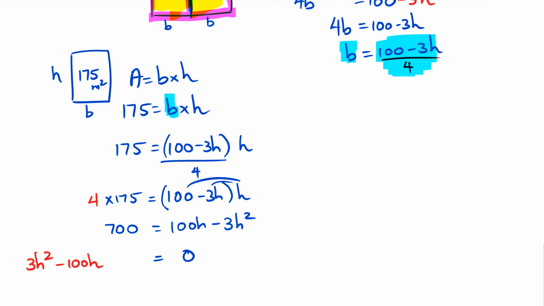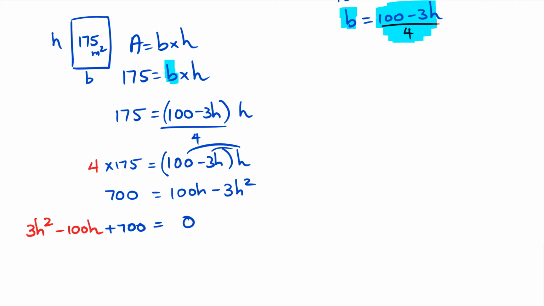And then we've got 700, which is going to be this. So what we now need to do is actually use quadratics. We've got to factorize this quadratic and get two solutions for it. So the way I do this is I go 3 times 700, which is 2100. So I'm looking for two numbers that multiply to 2100 and add up to -100.